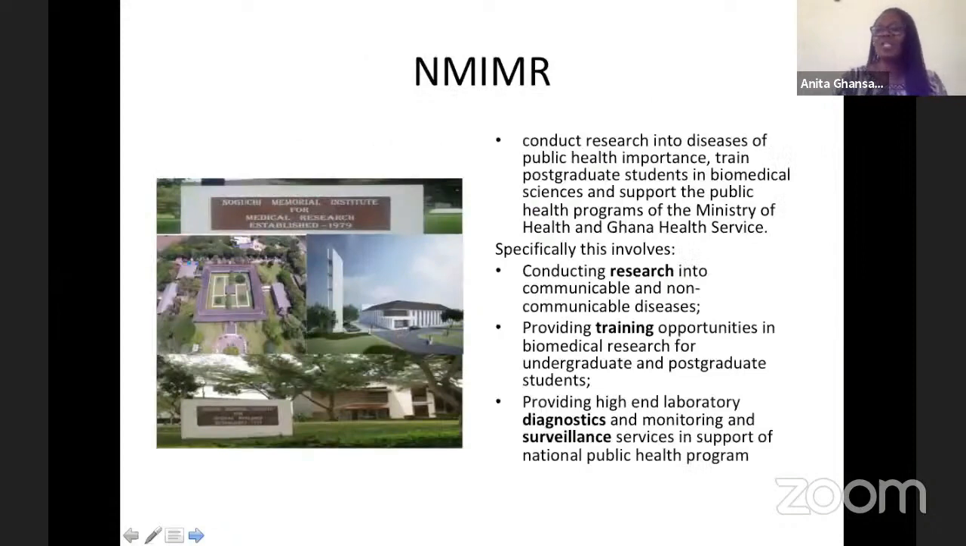So the Noguchi Memorial Institute for Medical Research is a biomedical research institute of the University of Ghana. And our core mandate is to conduct research into diseases of public health importance, to train postgraduate students in biomedical sciences and support the public health programs of the Ministry of Health and the Ghana Health Service. We do this specifically through conducting research into communicable and non-communicable diseases. We provide training support in biomedical research for undergraduate and postgraduate students and provide high-end laboratory diagnostics and monitoring and surveillance services as well.